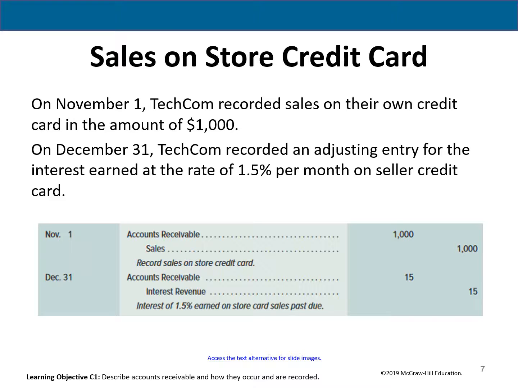$15. So each month they're going to take the balance of their customer's credit card times 1.5% because that is a monthly interest rate and record it as revenue, crediting interest revenue, debiting accounts receivable. So that's when the store has their own credit card.